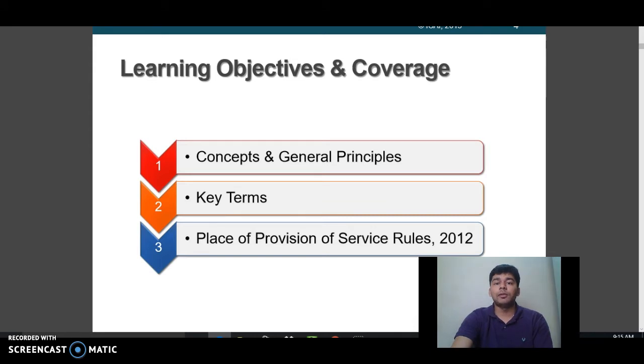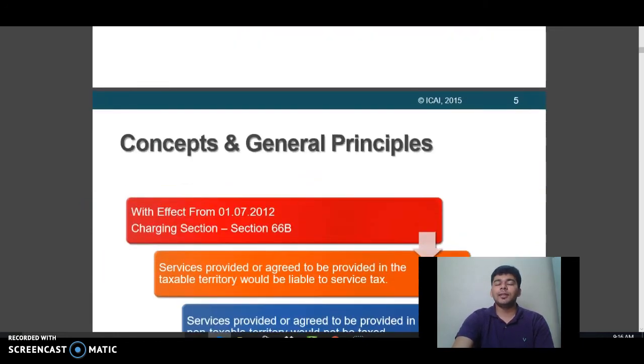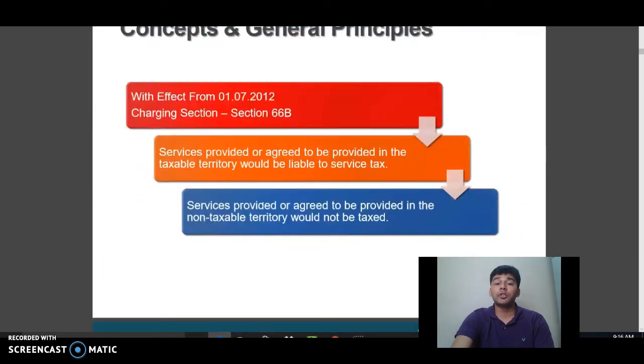So based on this, we'll begin our journey of understanding the place of provision of services rules. As we can see, the learning objectives and the key terms, that is some important definitions, are what we are going to understand about these rules. These rules came into effect from 1st of July 2012. Under the charging section 66B, services provided or agreed to be provided in the taxable territory would be liable to service tax. Now this definition of service was introduced. You might know that it was for the first time that the word service was defined by this charging section.